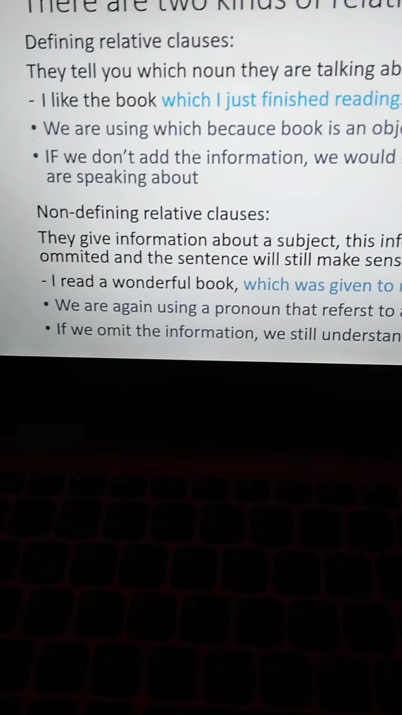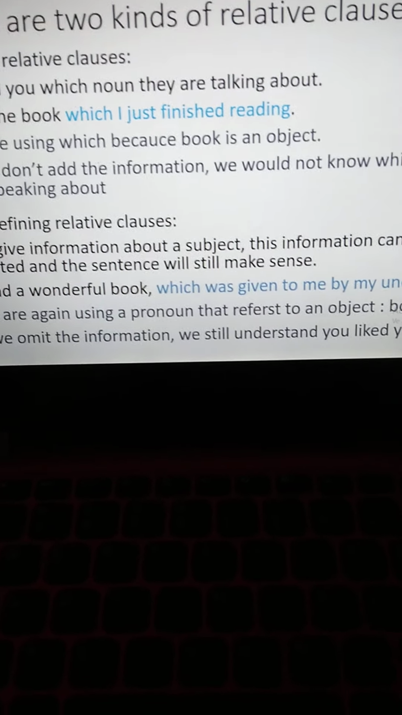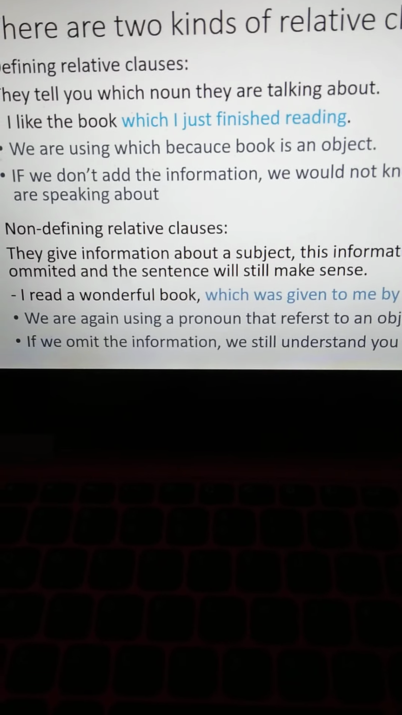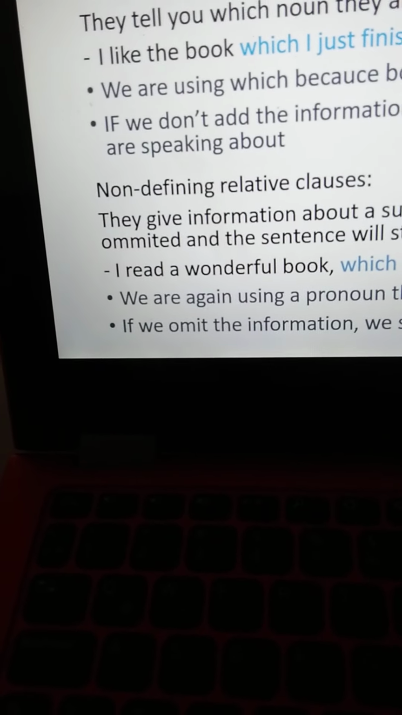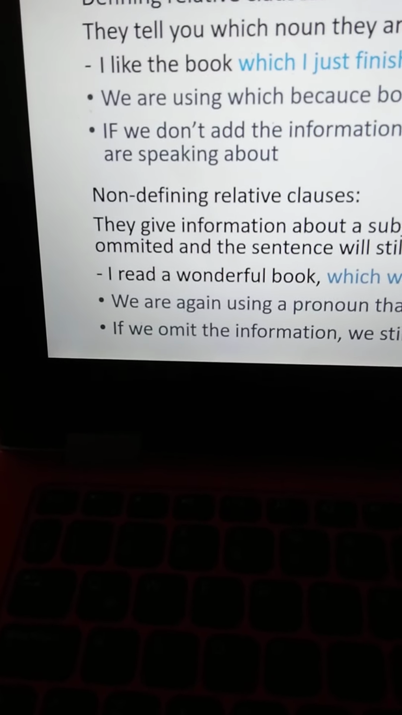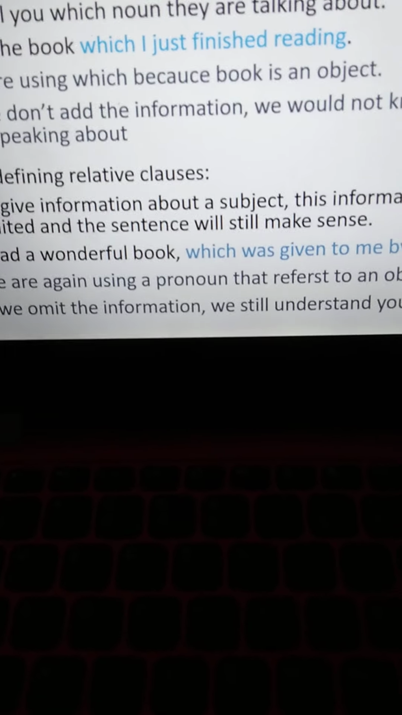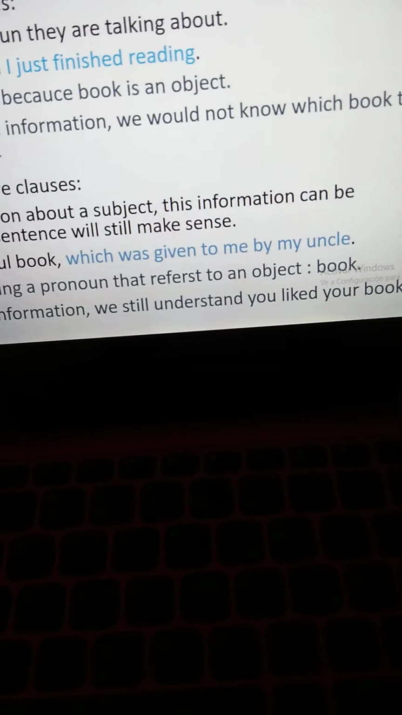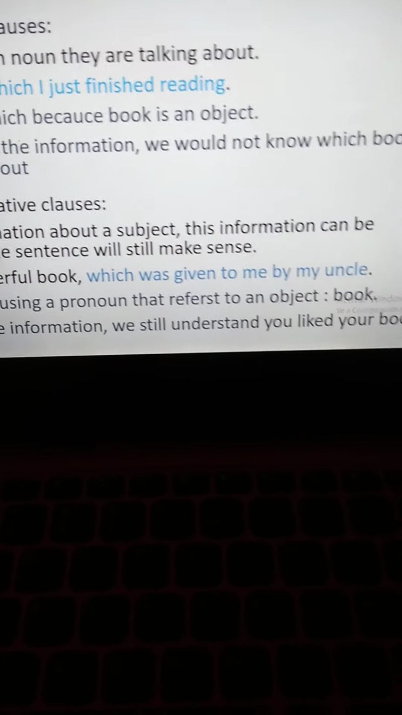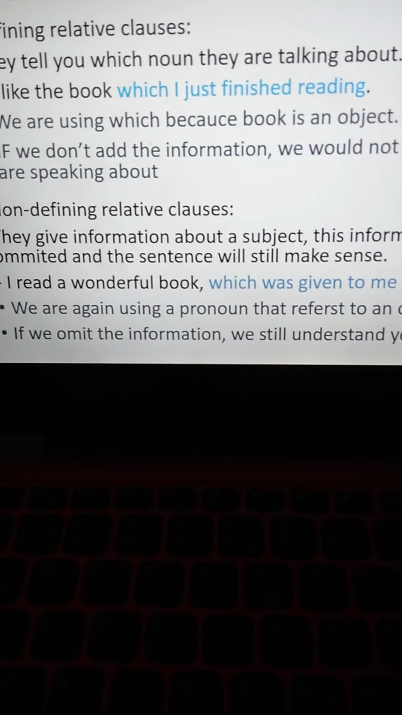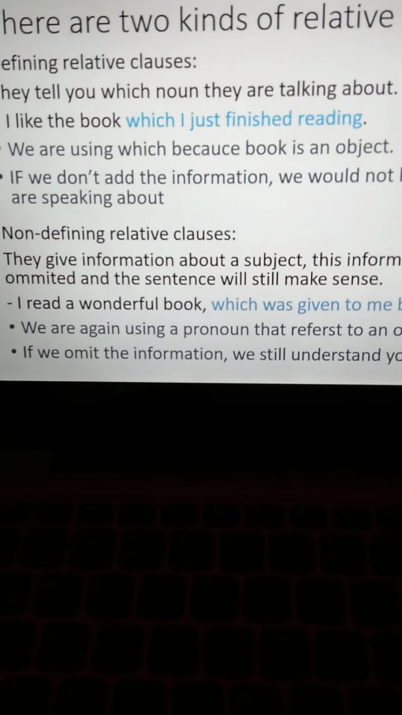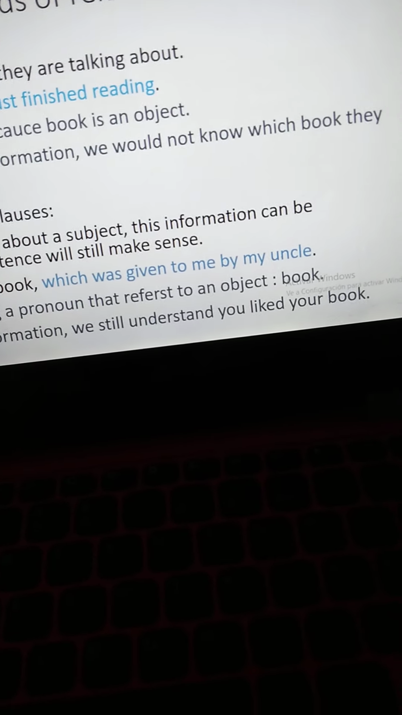And then we have the non-defining clauses. They give information about a subject. This information can be omitted, and the sentence will still make sense. For example, I read a wonderful book. No one is going to ask anything. You are just making a comment. But you want to say which book. The book that was given to me by my uncle. So, I read a wonderful book which was given to me by my uncle. We are again using the pronoun which because it refers to an object, book. If we omit the information, we still understand that you read the book.